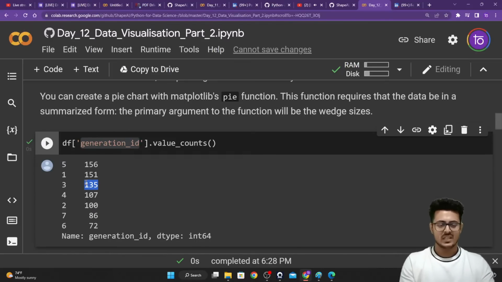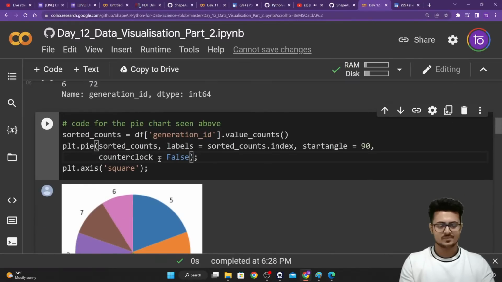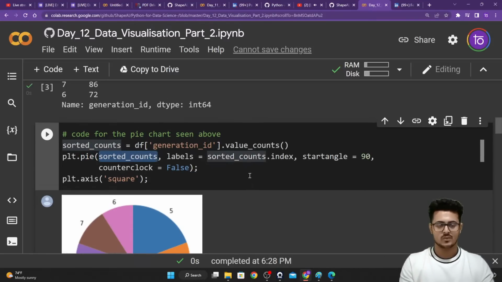Once we understand that, that is how we are going to create the pie chart as well. The plt.pie is the format that we are going to use. Pie is the basic attribute that is going to help us create our pie chart. We are going to fit in our sorted counts that we have created right over here. Sorted counts is df.generation_id.value_counts. We have seen that yesterday and we're going to use that right now.